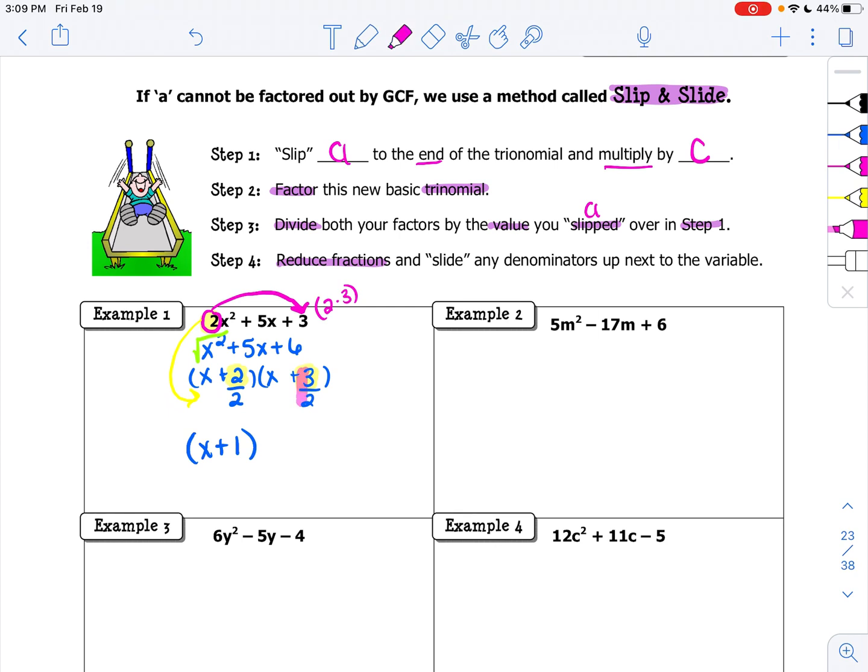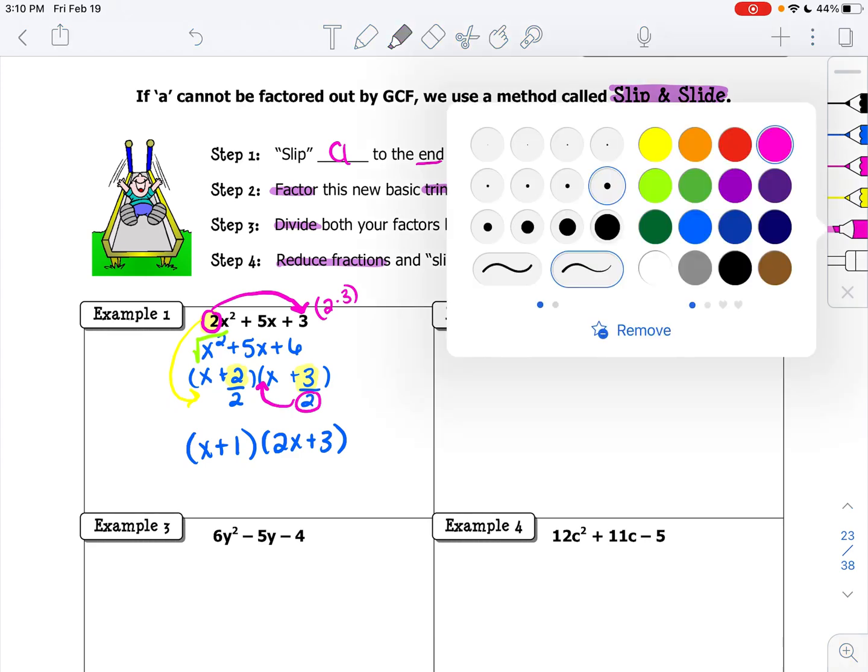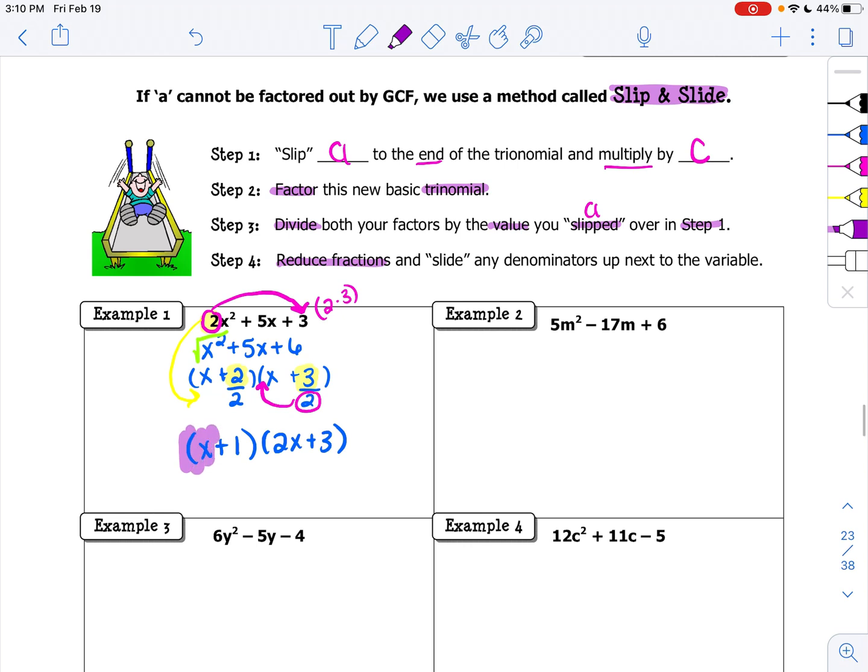When I reduce this second one, 3 over 2, that won't reduce to a whole number. So what you're going to do is take that denominator and you're going to slide it in front of your variable. So that will be 2x plus 3. So if your fraction, when you do step 3, doesn't divide evenly, you take that denominator and put it in front of the variable in the binomial you're working with. And this gives us a final answer of x plus 1 times 2x plus 3.